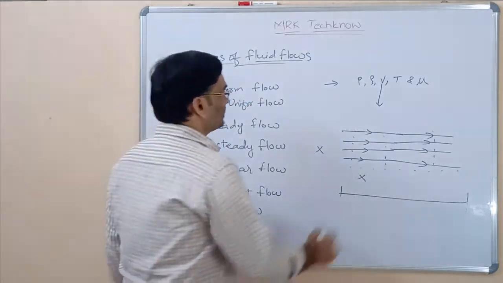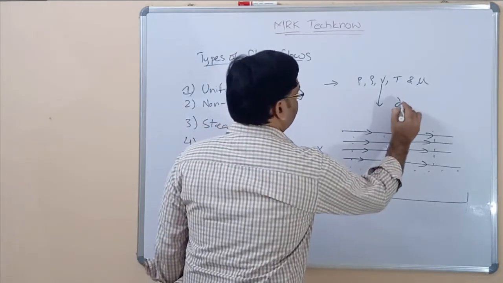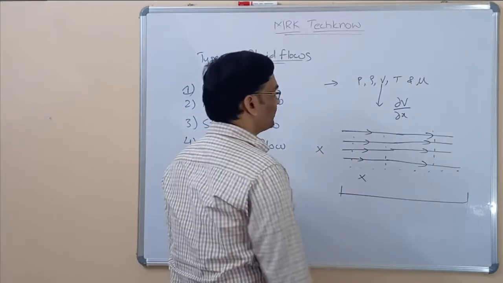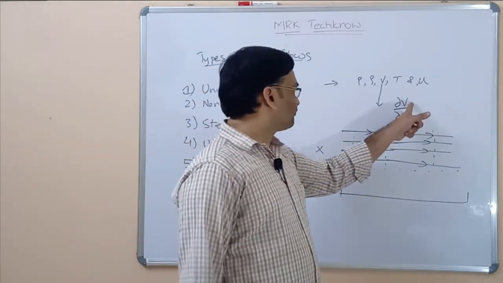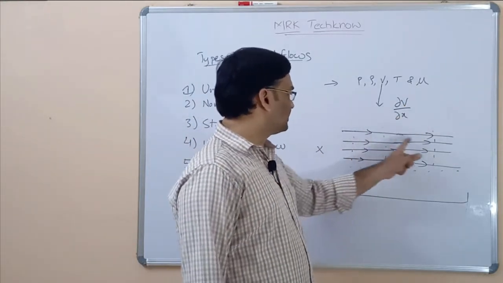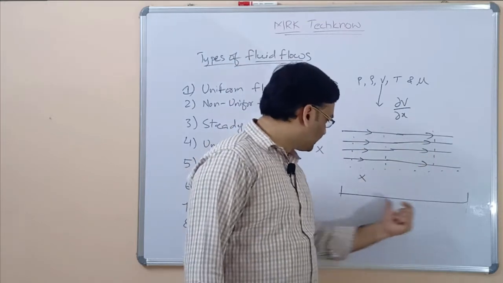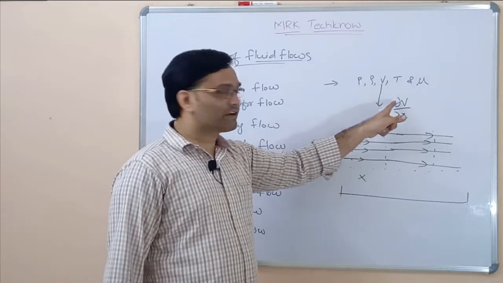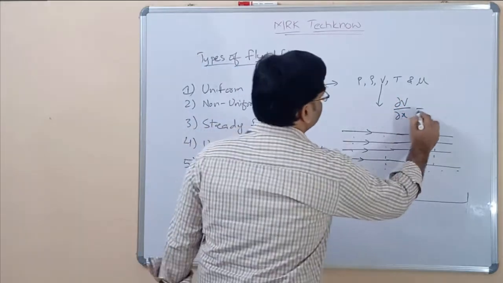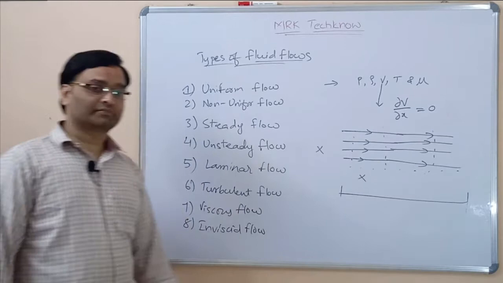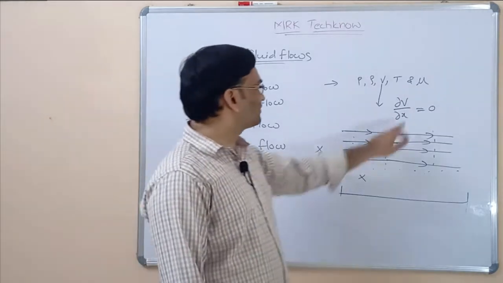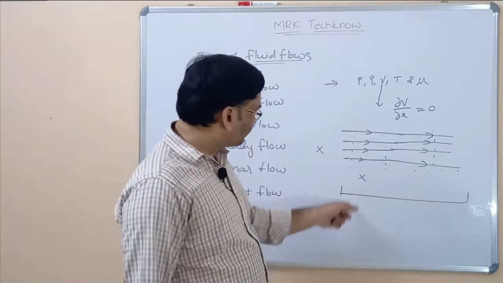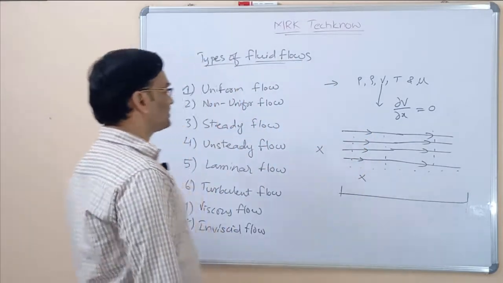Let us say the x parameter we have considered here, the x direction. So dou v by dou x: here velocity is not changing with respect to the x direction. So velocity is remaining constant. The differentiation of a constant is 0, because velocity is remaining constant with respect to the x direction or with respect to the y direction. Any direction you may consider.